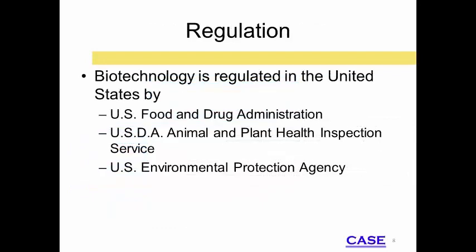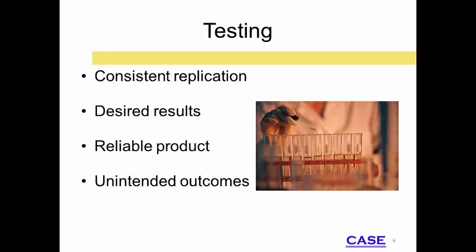Regulatory agencies studied in the previous activity play big roles in the process involved in bringing new biotechnologies to the marketplace. Products must undergo extensive testing in order to determine the reliability of the results and all potential effects, side effects, and other outcomes. If lab testing has positive results, the product may move into limited field testing.